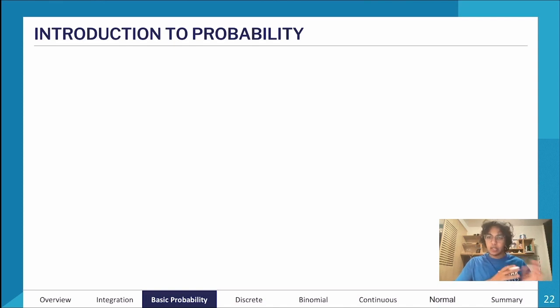Whereas with integration and other topics, they can ask you really weird novel questions. They really can't do that with probability, and they're often just repeats of each other with different values. With that rant over, we'll get into it. Okay.